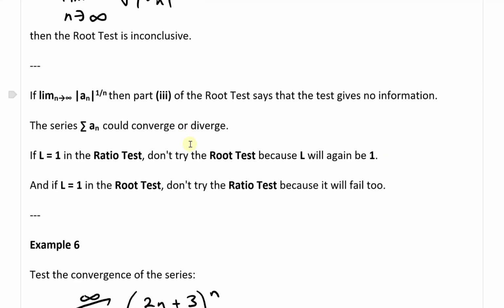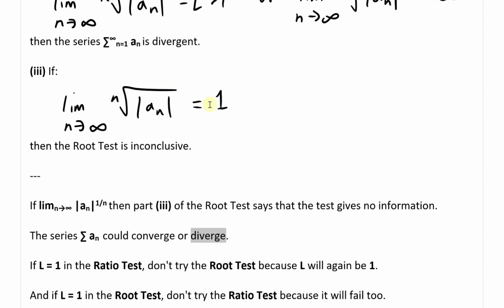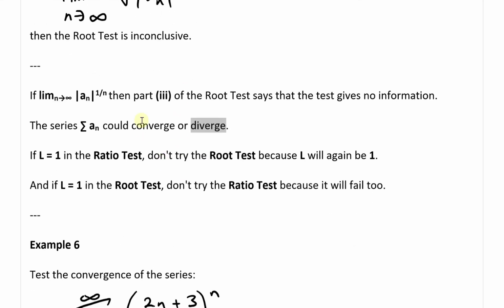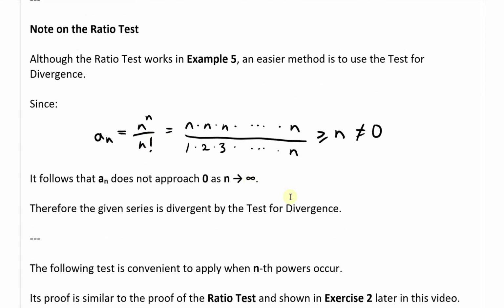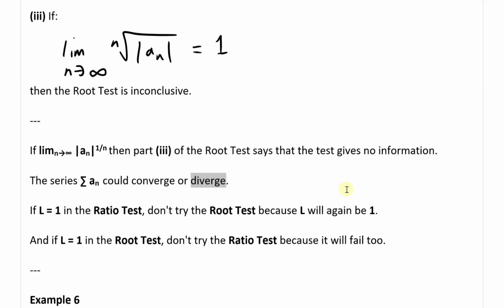Again, very similar to the ratio test. In fact, pretty much the same. So the series summation of a_n could converge or diverge. It doesn't give any information, so it could diverge or converge, and I'll go over a proof of this in exercise 2, later in this video.